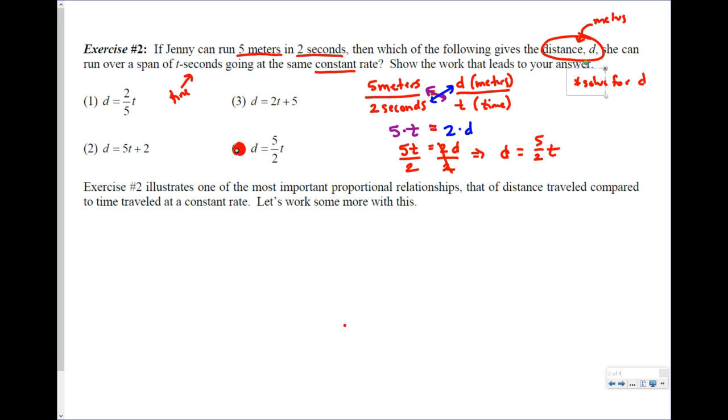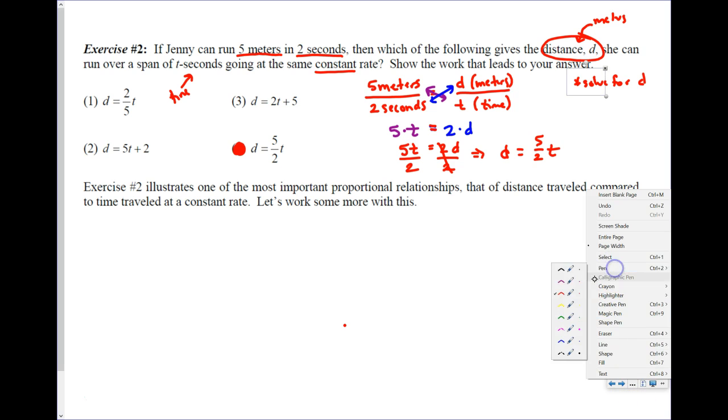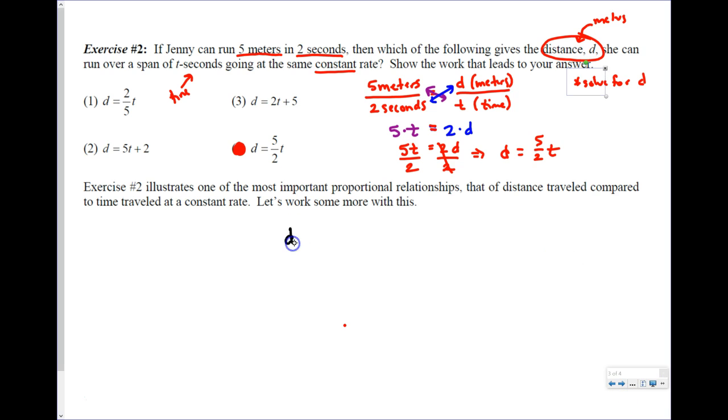Okay. Exercise 2 illustrates one of the most important proportional relationships, that of distance traveled compared to time. Distance over time, this right here, is one of the most important relationships we work with in math. And distance over time is something we talk about a lot, which is speed, right?